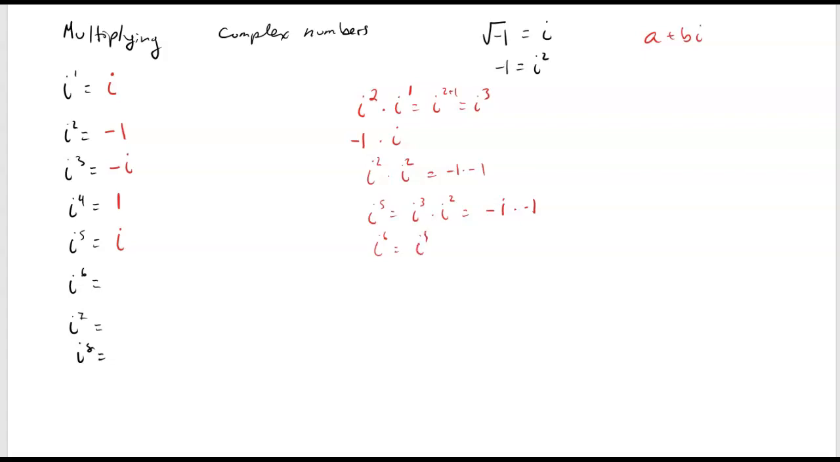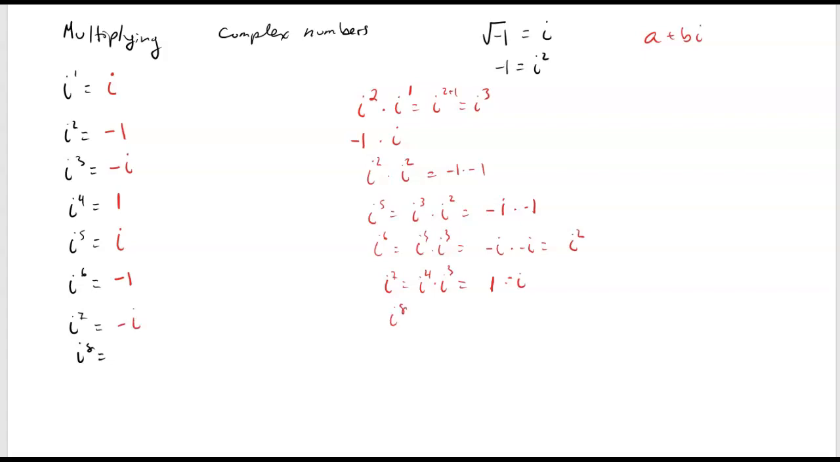So that could be 3 and 3. So this becomes -i times -i. Well, the two negatives cancel out, leaving me with i squared. i squared is -1. i to the power of 7, that's like maybe 4 and 3. So i to the 4 is just 1. i cubed is just -i. So I get -i down here.